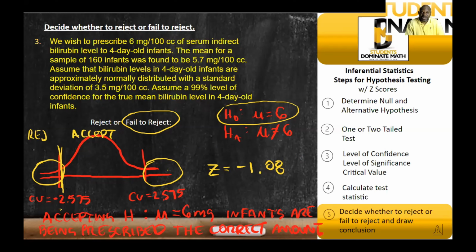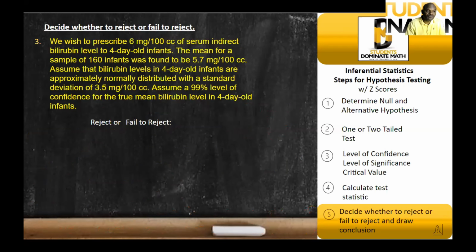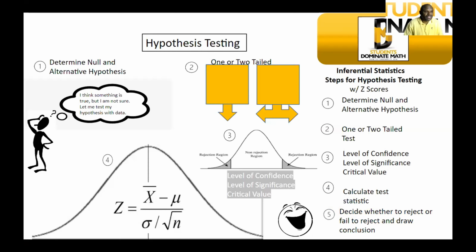That concludes this video. The last thing that I really wanted to do is end with the infographic that we began with in the first video, for the visual learners out there, and see if, after having discussed the 5 subtopics necessary for hypothesis testing problems, the infographic would make things even clearer. Let's see if that is the case. In step 1, up here in the upper left, the person said, hey, I think something is true, but I'm not sure. Let me test my hypothesis with data.